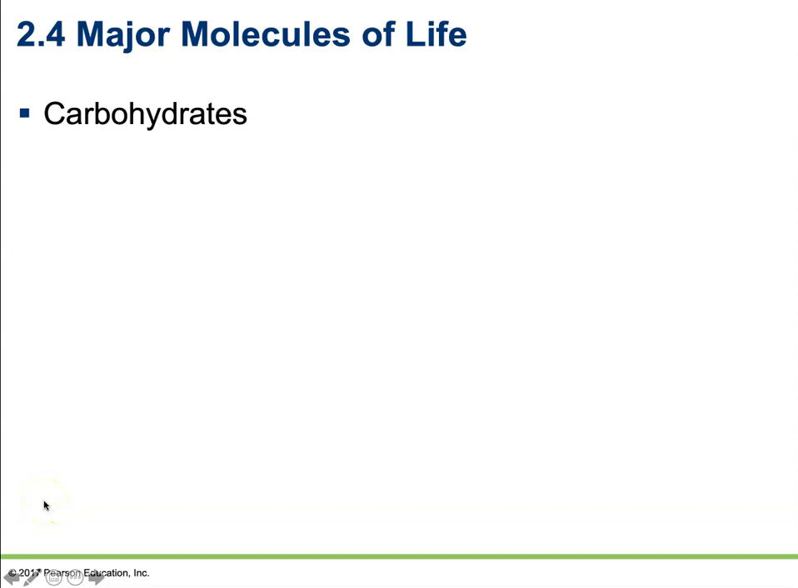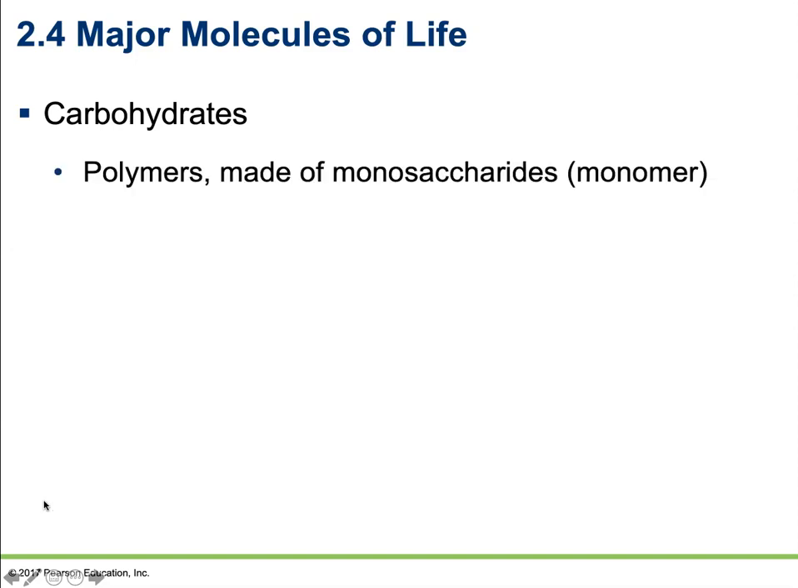All right, so we are going to start off our discussion of the major molecules of life by looking at carbohydrates. Carbohydrates are best known for their ability to store energy. However, they also serve an important role in the structure of many organisms. We're going to see that they are polymers. Carbohydrate is the polymer form. They're going to be made up of monosaccharides, which is going to be the monomer form. So the monomer of carbohydrates is monosaccharides. The polymer is a full carbohydrate.